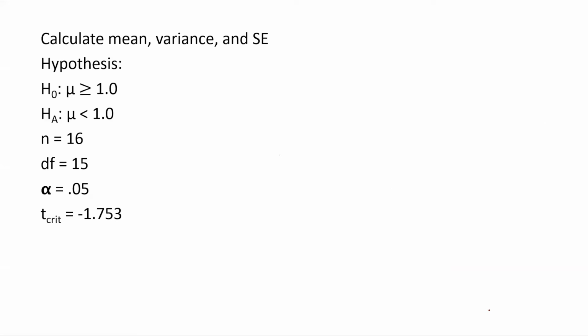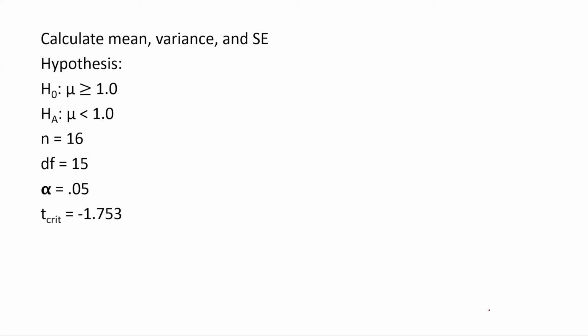So let's calculate our mean, variance, and standard error and write down our hypotheses. This is a one-tailed left-tailed t-test. So our null hypothesis is that our sample mean is greater than or equal to 1. That's the original molarity. Our alternative is that our mean is less than 1, less than the original molarity. Our concentration has decreased because our new protein is an enzyme and it's breaking down the concentration of the other protein.